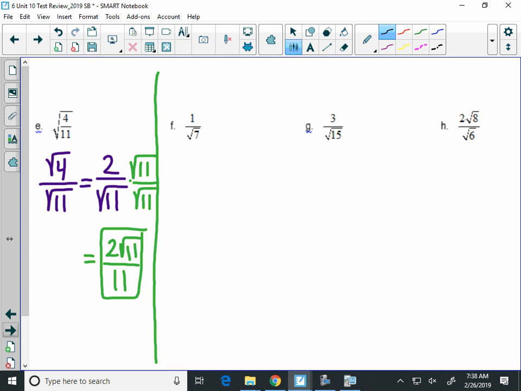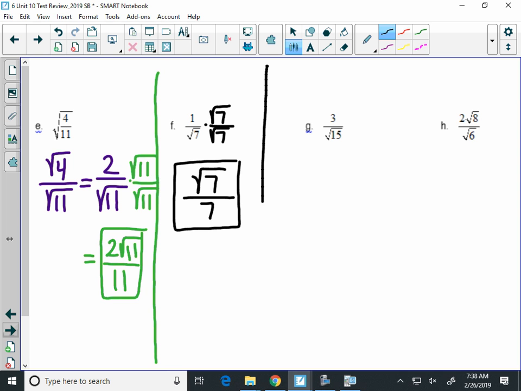All right, 1 over radical 7. Again, I have a radical in the denominator. Radical 7 does not simplify. So I'm going to go ahead and multiply by radical 7 over radical 7. I multiply straight across, and the numerator becomes 1 radical 7 over 7, right? Radical 7 times radical 7 is radical 49. The square root of 49 is 7. This does not simplify anymore, so that is your final answer.